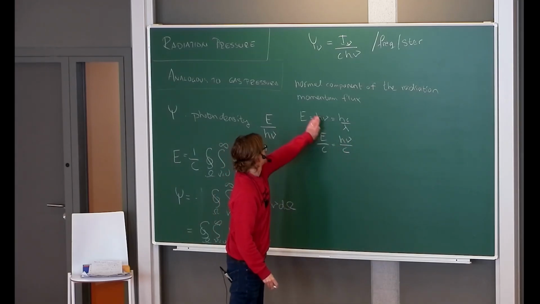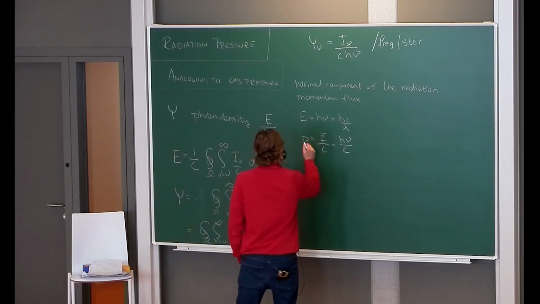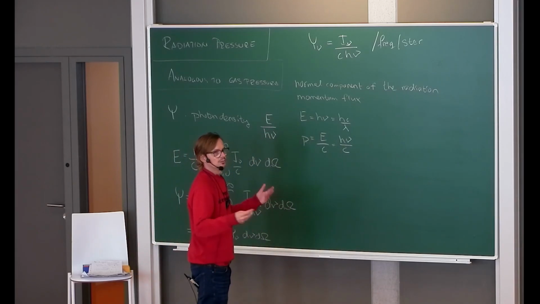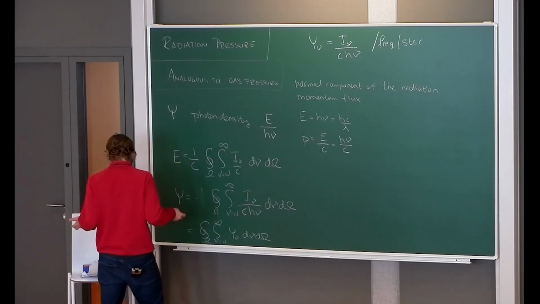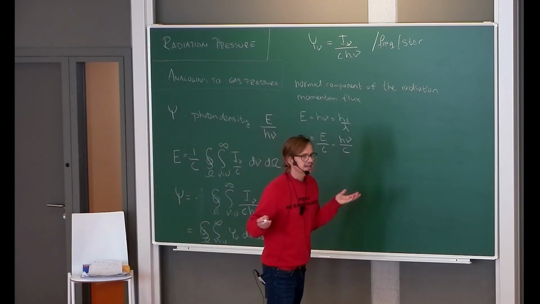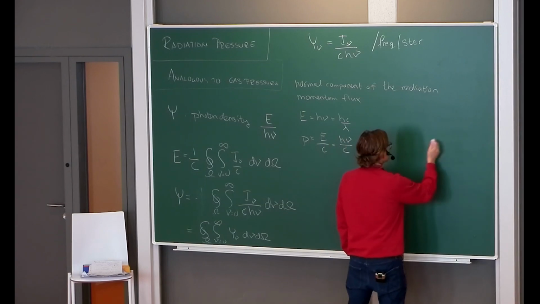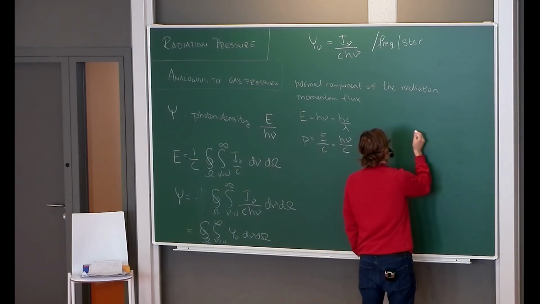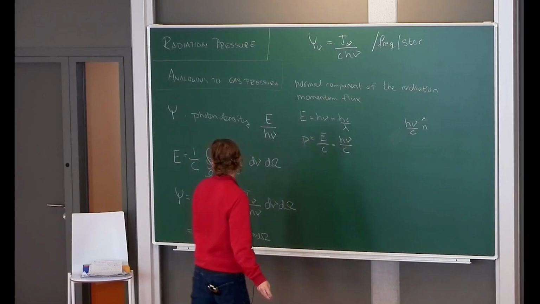We should have skipped this. It would have been clearer. And that's now the photon momentum, which of course goes in a certain direction, because it's a momentum. So you have a photon momentum h nu divided by c in some direction n hat, as we had before.